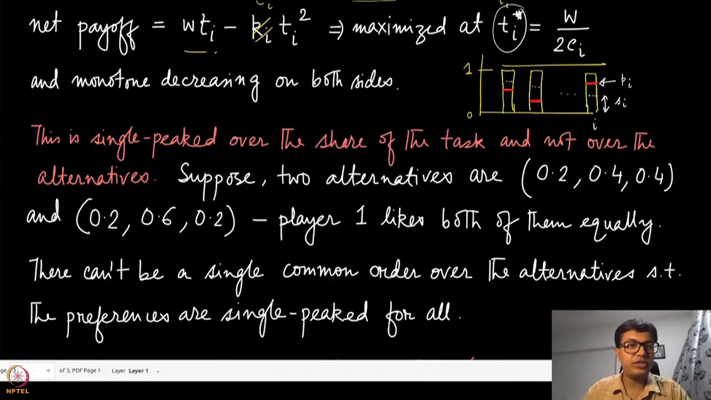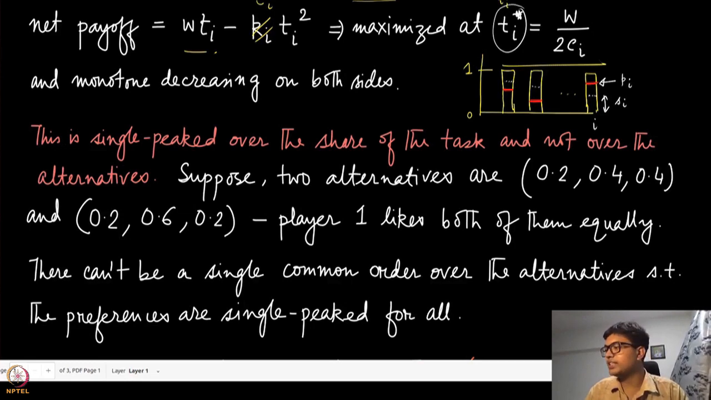All right. Even though this is single peaked, it is not exactly single peaked with respect to the definition that we used in the previous module. There, single-peakedness meant that if you can order all the alternatives, the preference was single peaked with respect to that order. Here it is single peaked, but on the share of the task for each of these players. So how can we actually distinguish?